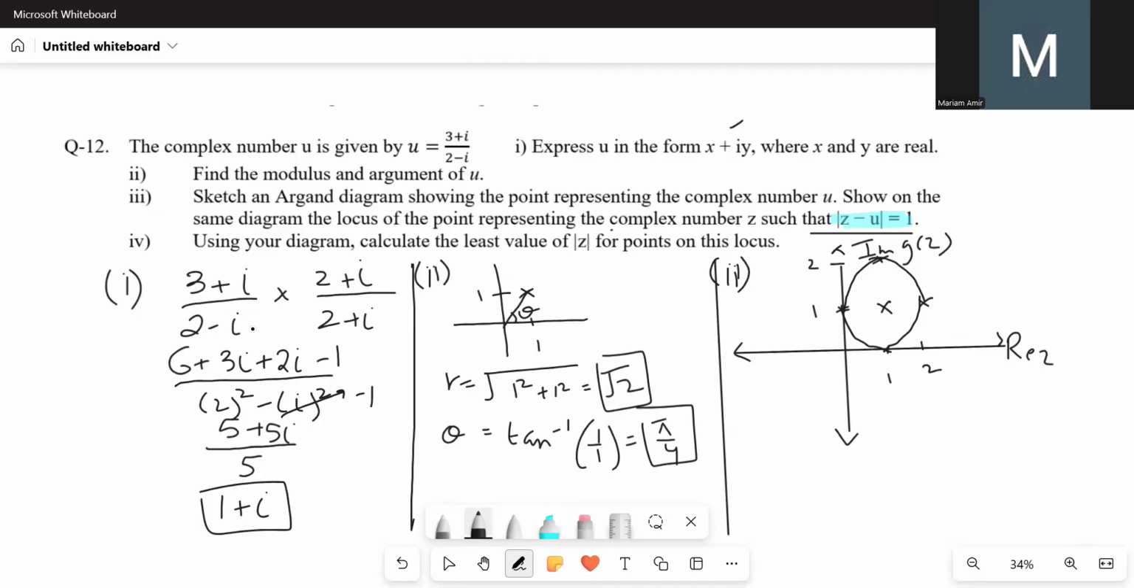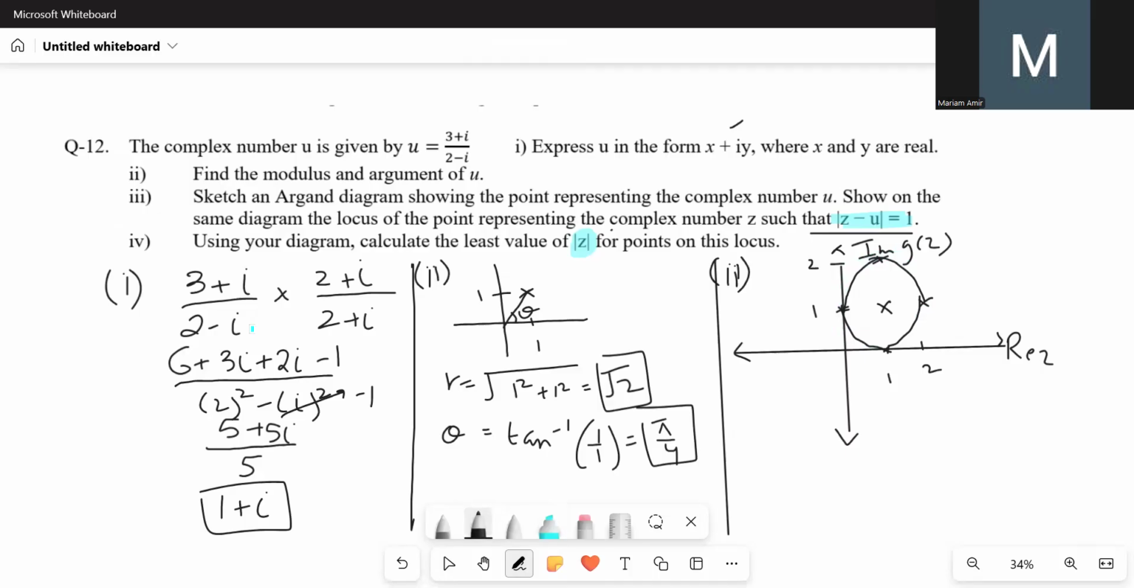Okay. Next is using your diagram, calculate the least value of modulus of z for the points on the locus. All right, so least value of modulus of z means we have to look for the smallest distance between any one of these points and the origin. So the smallest distance is definitely going to be between the origin and this point. That's going to have the smallest possible modulus on this entire circle.